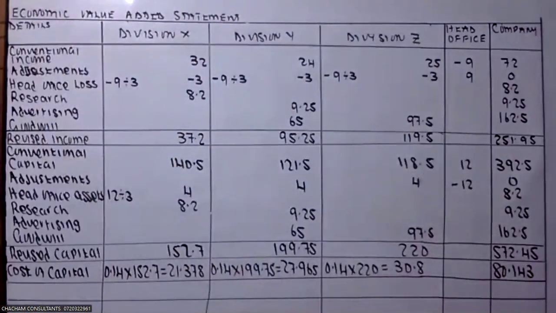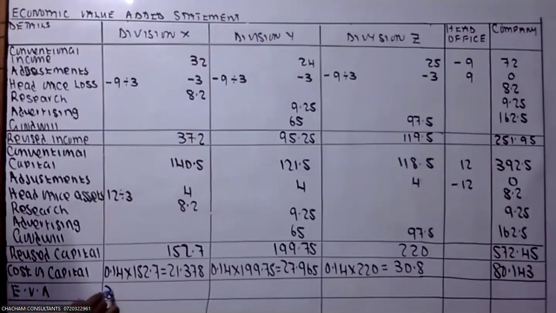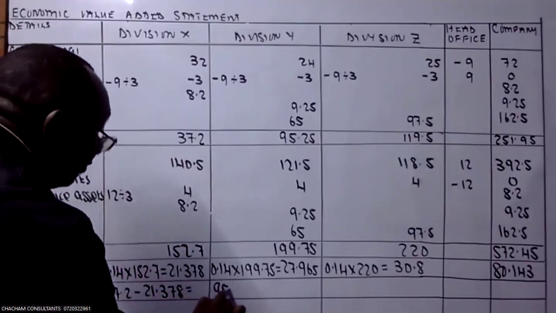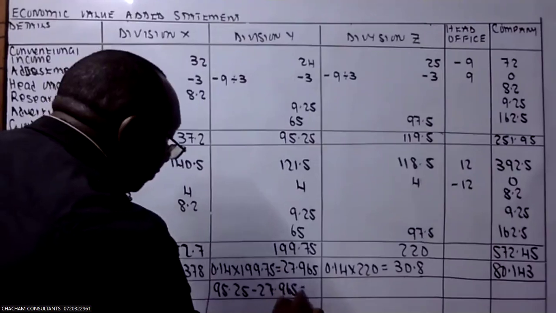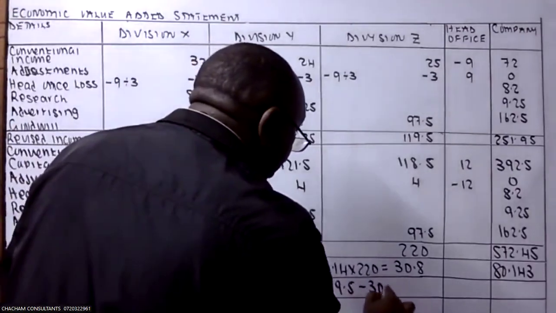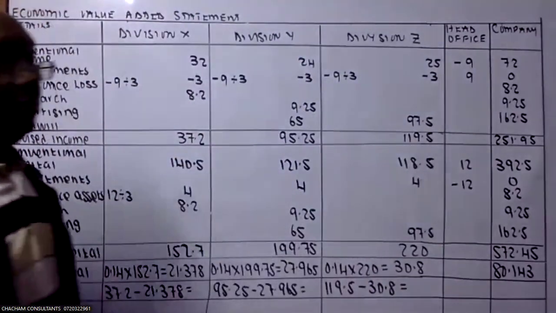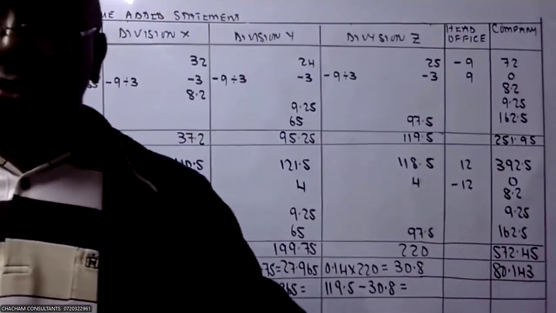So the economic value added, EVA, utachukua kama sasa hapa 37. Let me write, but for you si lazima uandike. You just write the answer. Use minus this 21.378. Hapa utasema now ni 95.25 minus 27.965. Na hapa ni 119.5 minus 30.8. So do the same even for this other one. And write your answers. That's how you compute EVA.